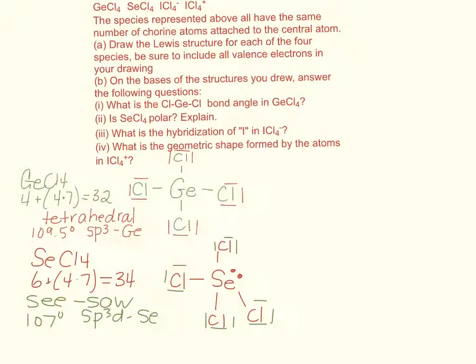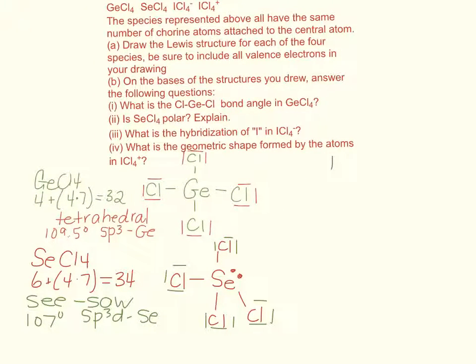All right, continuing on, trying to make a little bit of room here. We have ICl4 minus. So I have 7 on the I plus 4 times 7 on the Cls plus the negative means I gained 1. So that's 28 and 7 is 35 and 1 is a total of 36 electrons. So let's think about what that means. I have 4 Cls that are going to be coming off the I, and they're each going to have 8. So 4 times 8 is 32.